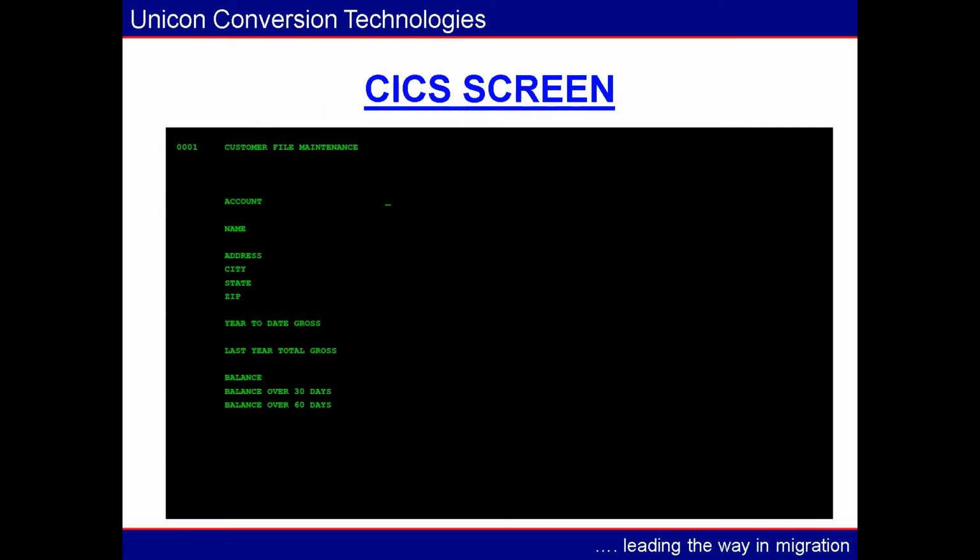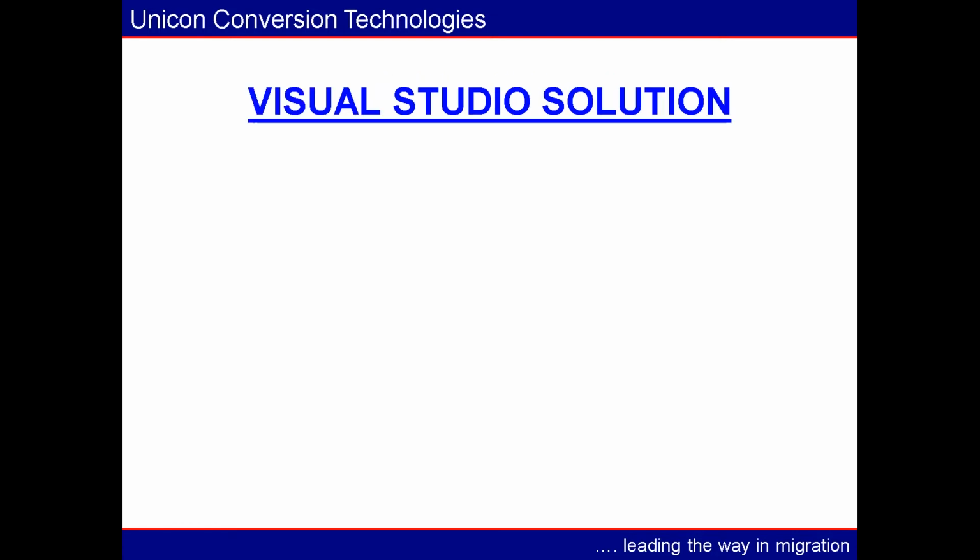This is how the CICS customer main screen looks on the IBM. A Microsoft Visual Studio solution was created to compile and run the converted web form screen and online Visual COBOL program. So let's go into this Visual Studio solution to see the converted online program and ASPX web form screen running in Windows.